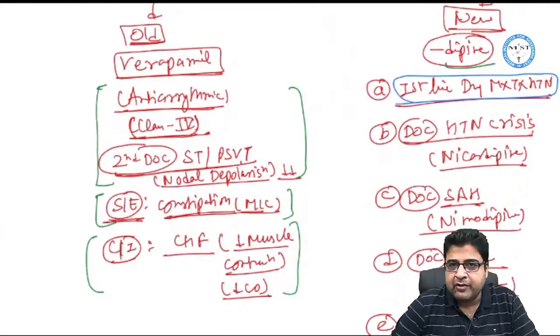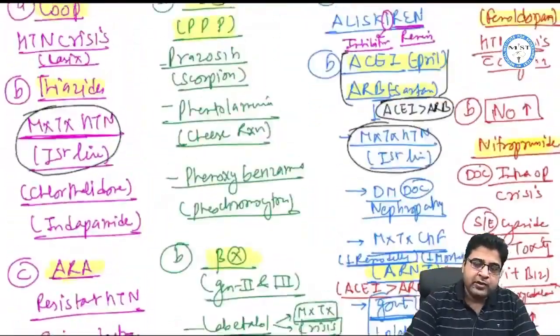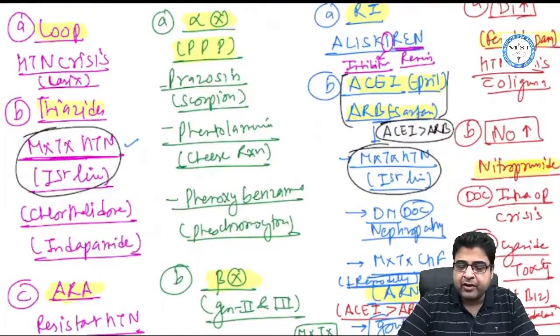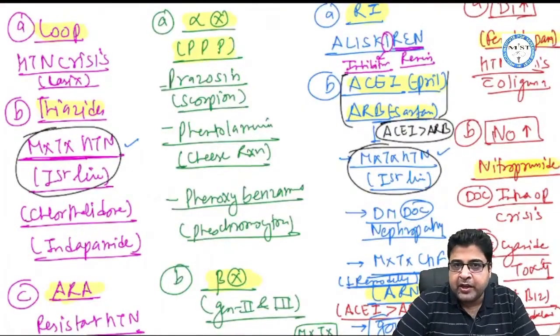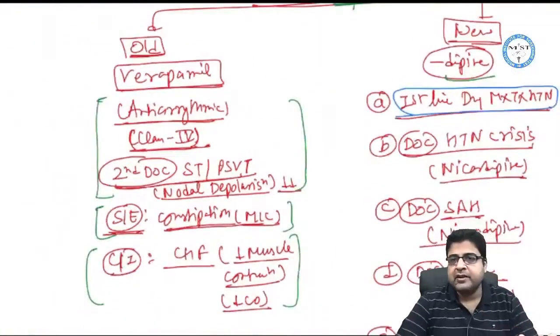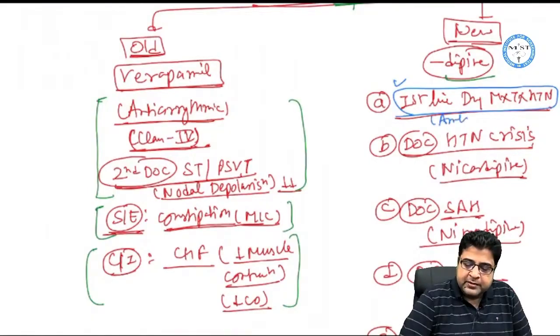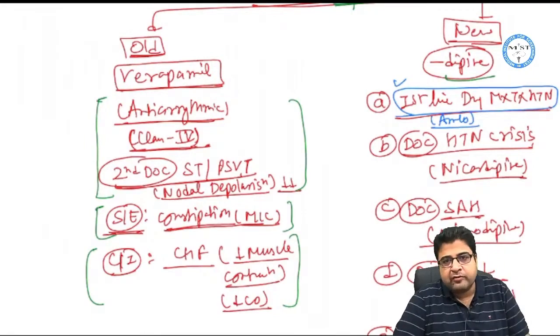So what are the 3 drugs which are the first line drugs? We discussed, if we go back to the classification, one is the thiazides, which are first line drugs. Second is the ACE inhibitors and ARBs, which are first line drugs. And the third one is now the dipines, which are considered first line drugs for hypertension. And amlodipine is the drug which is most preferred out of all.